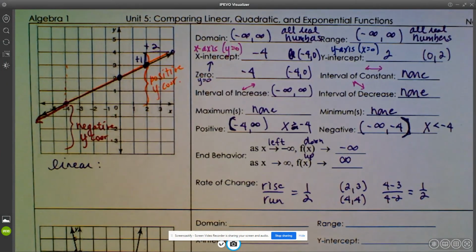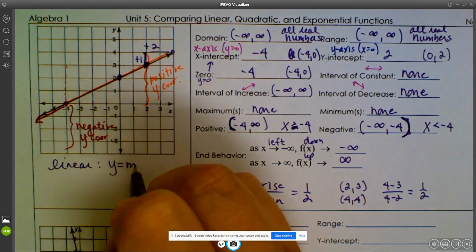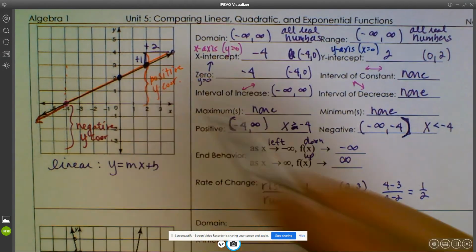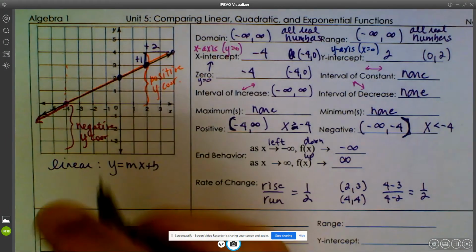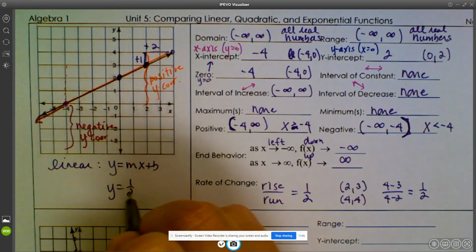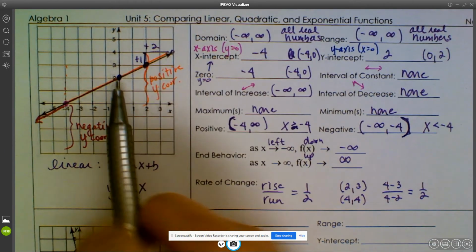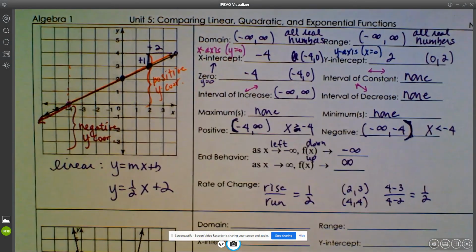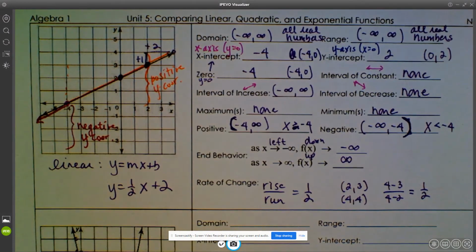And let's review what we talked about from day 1 yesterday. How would I write that equation? Well, in a linear equation, it looks like this. For this problem, my slope is 1/2, and my y-intercept is 2. So this is what that equation looks like. So there's everything you need to know about the graph of a linear function and the equation of this particular linear function.